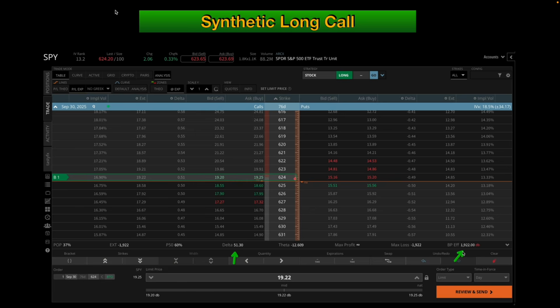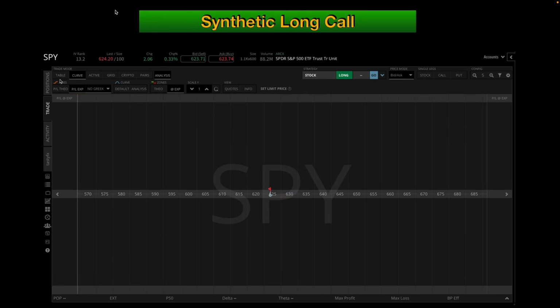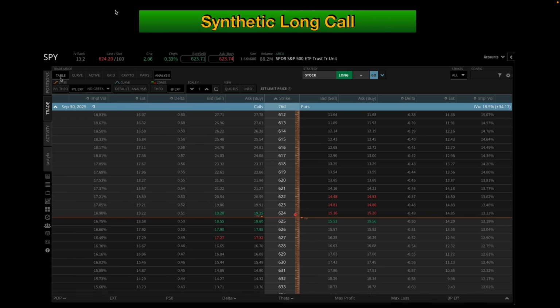And that would only reduce our buying power by $1,922. So big difference between that and doing the synthetic long call position. And bringing up the profit and loss diagram, you can see that they're nearly identical. We have unlimited profit to the upside with limited loss to the downside. Now let's go back to the trade table here.